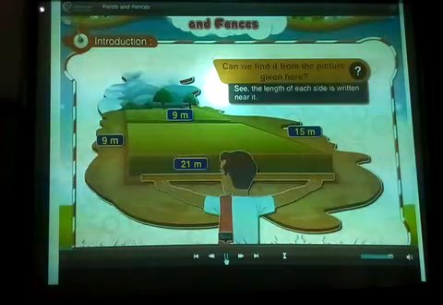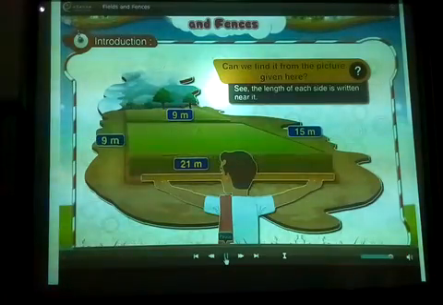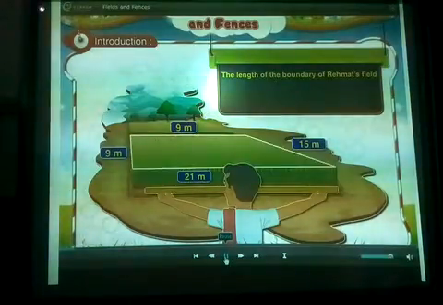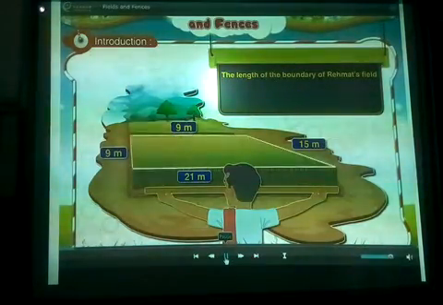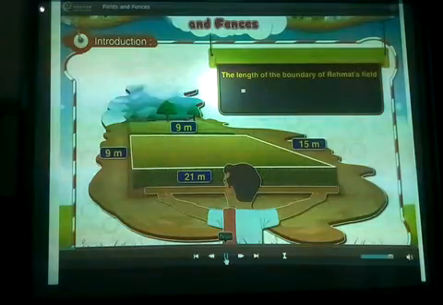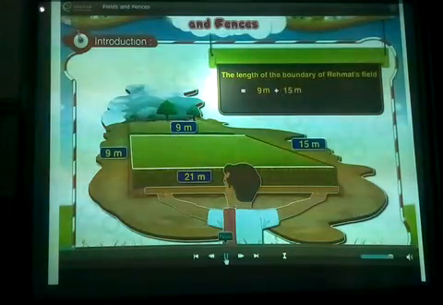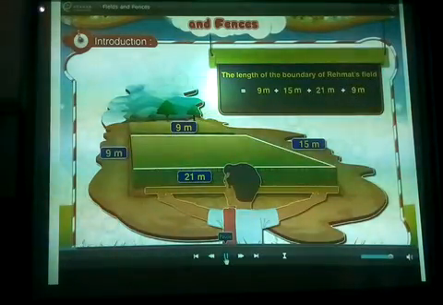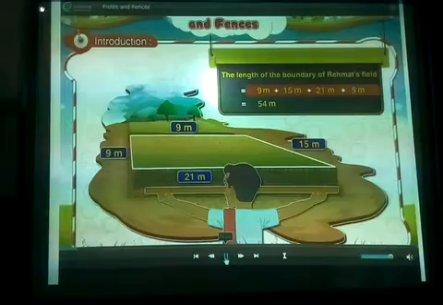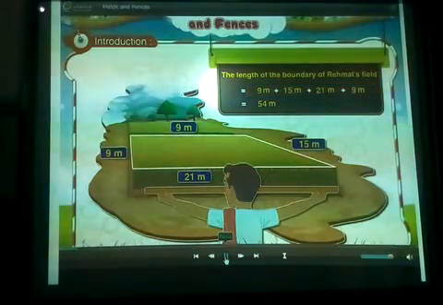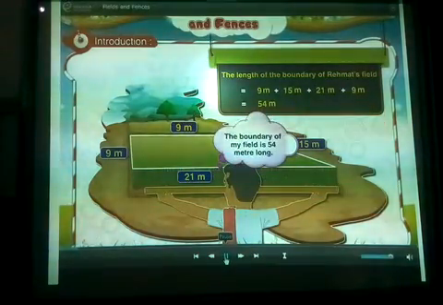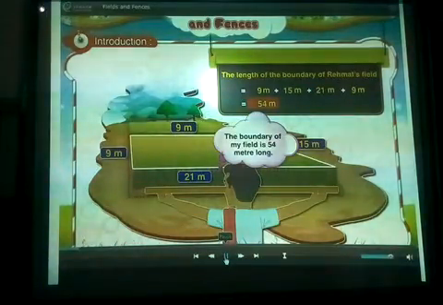See, the length of each side is written near it. To find the length of the boundary of Rahmat's field, we will add the lengths of the sides. 9 meter plus 15 meter plus 21 meter plus 9 meter. The sum is 54 meter. Rahmat says, the boundary of my field is 54 meter long.